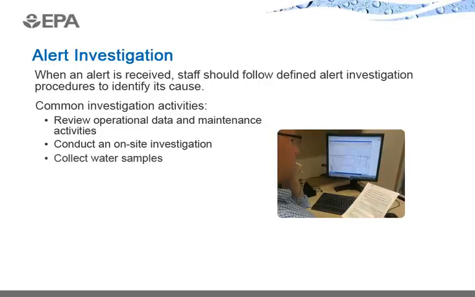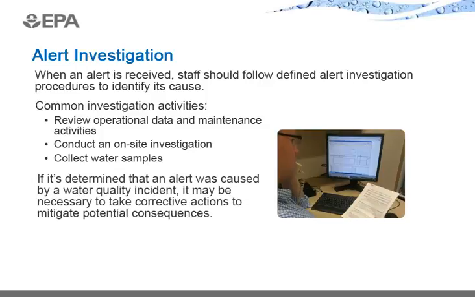Water samples may be collected during these investigations to enable further analysis of water quality in the area. If it's determined that an alert was caused by a water quality incident, it may be necessary to take corrective actions to mitigate potential consequences. For example, if the alert was caused by low chlorine residual concentrations, steps may be taken to increase levels in the area. However, if a cause can't be determined, the possibility of system contamination can be further investigated using procedures in a utility's consequence management plan.